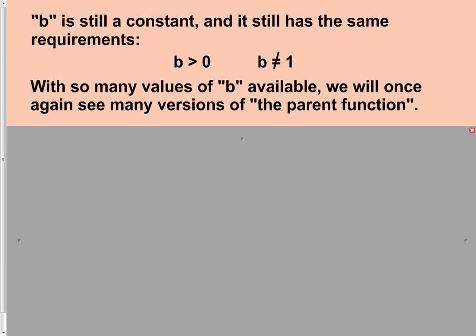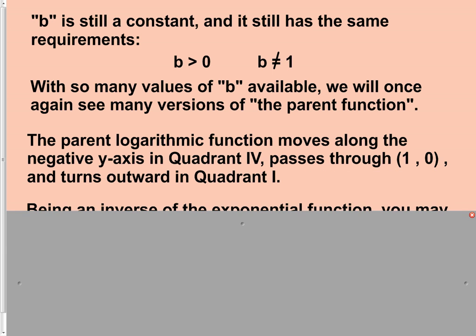Okay, since there's so many potential values for b, the base number on our logarithmic function, that means that we have infinite possibilities for that base. That also means infinite possibilities for the parent function. The good news is that changing the base does not have a whole lot of influence on the graph itself, and we'll talk about that more here in just a moment.